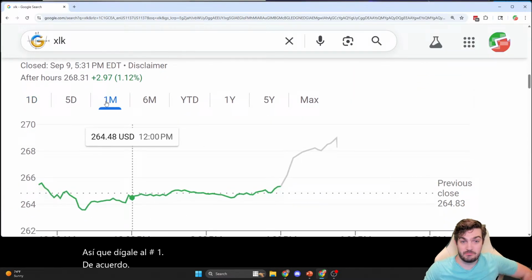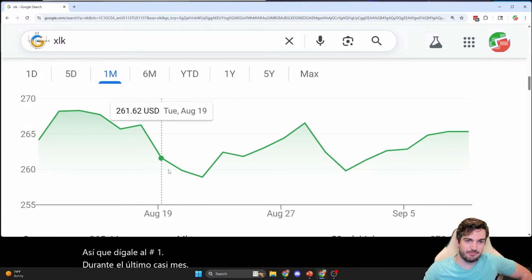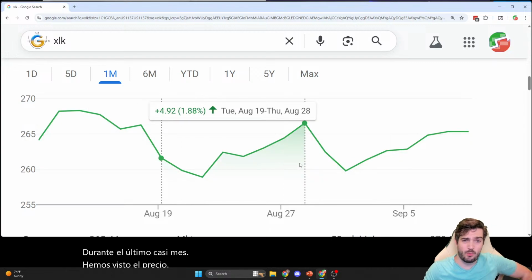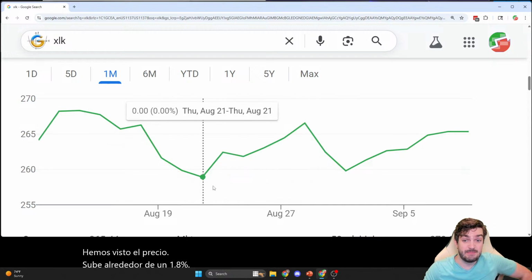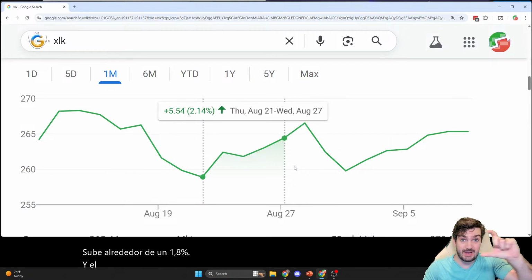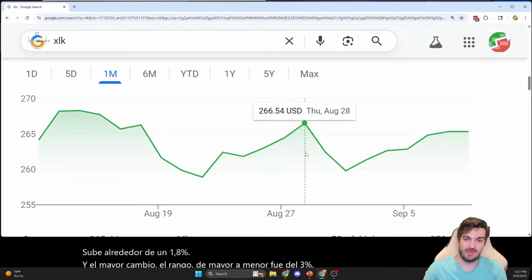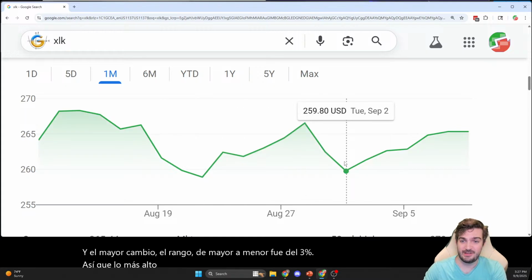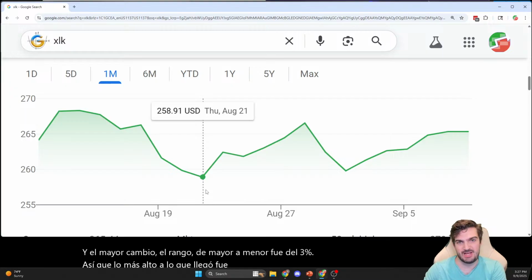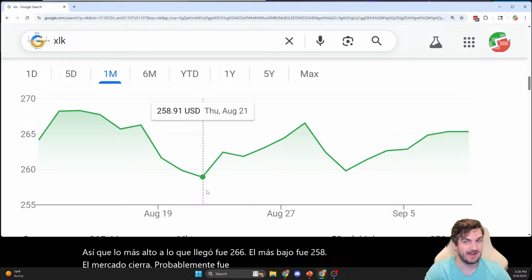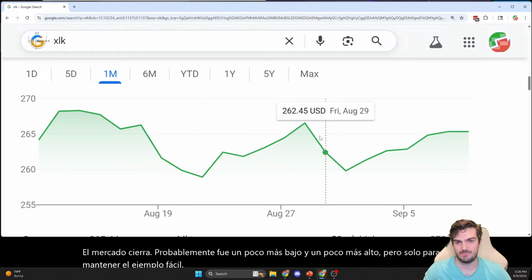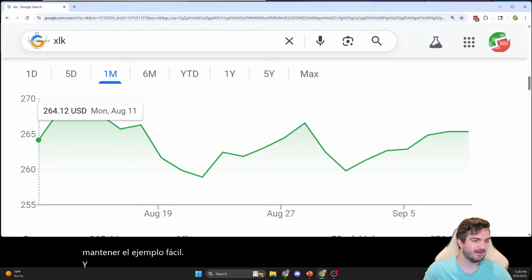Over the past almost month, we have seen the price go up about 1.8%. And the biggest change, the range, the highest to the lowest, was 3%. So the highest it went to was 266. The lowest was 258 at market close. It probably did go a little bit lower and a little bit higher, but just to keep the example easy, 258 and then 266. That isn't enough for point and figure.